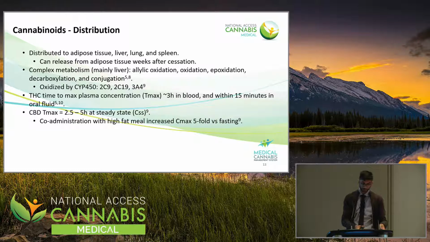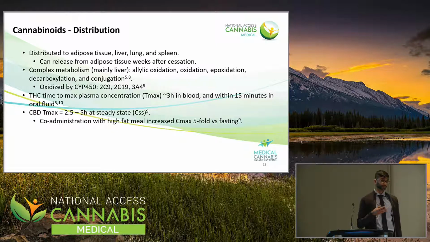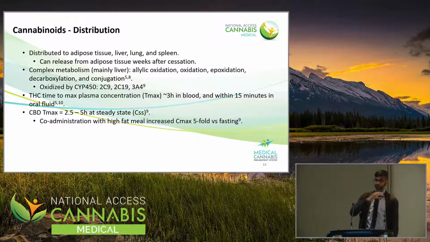Okay, distribution. So it's distributed to adipose tissue, liver, lung, and spleen, and it can release from adipose tissue weeks after cessation. So I'm sure patients will ask you about how long is cannabis going to show up in a drug test if they're going for a drug test. Well, the reason why it can show up many, many days after is because it releases from adipose tissue over time, and more so when you are a big-time user.